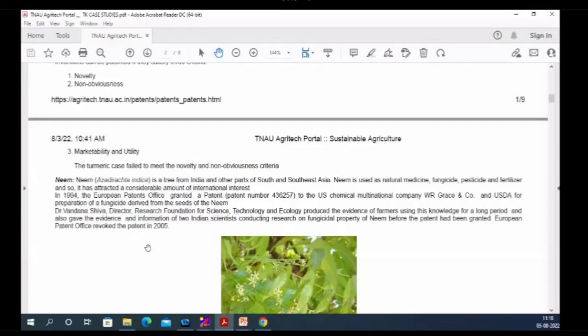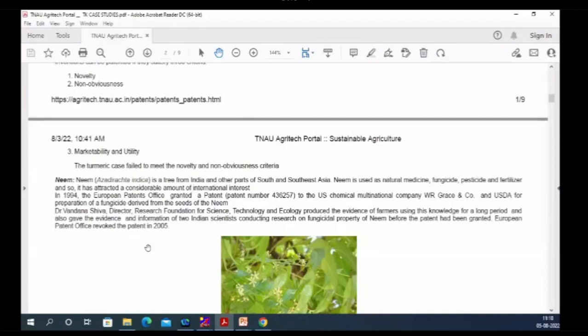It's quite a known thing in Indian culture that whenever you want to store rice or any kind of pulses for a long time, people put neem leaves in it. So neem is naturally known as a fungicide or pesticide. So the European Patent Office had granted the patent, I think, in 19.